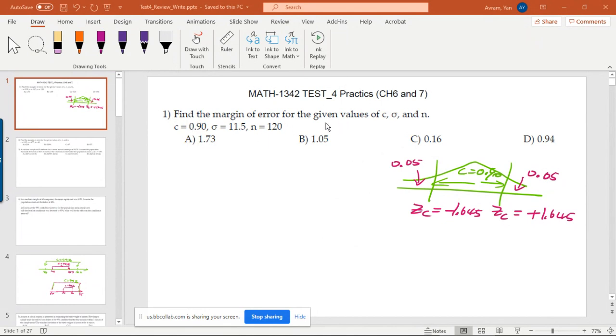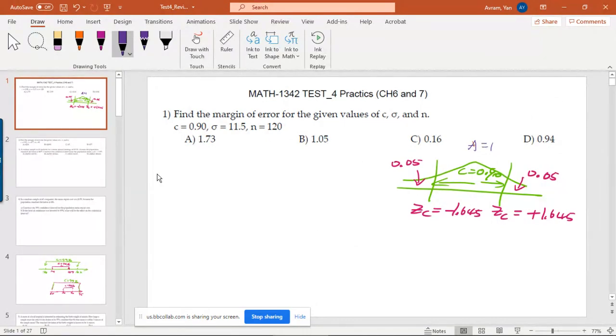Number 1, find the margin of error for the given value C. Now you have to know what is the C, what is the sigma, what is the N, right? C is a confidence level. When we say C, confidence level, giving you 0.9 or 90%, this confidence level is in the middle of the bell curve. That is a very important one. The entire bell curve area is equal to 1, the total area is 1, okay? And then we have a C in the middle, 0.9.